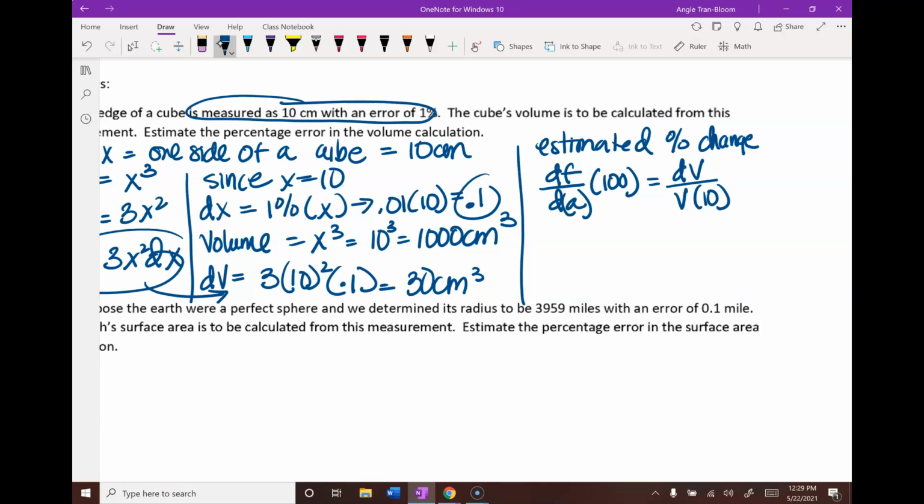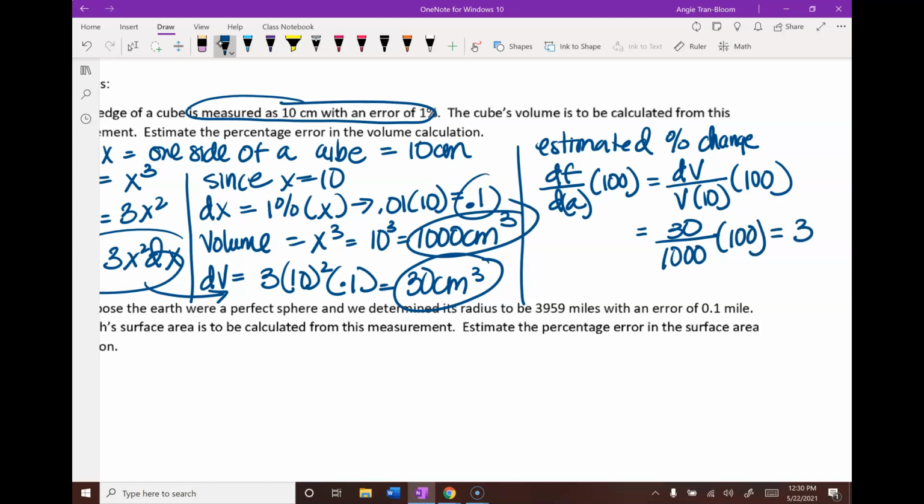so the change in volume divided by the volume when the side is 10, and then times 100 because it's going to be a percentage. Well, we have dV, which we calculated as this. So dV is 30, volume is 1,000, and we have to multiply by 100 because we want a percentage. So this comes out to be 3%. Okay, so the estimated percentage of error for the volume is 3%.